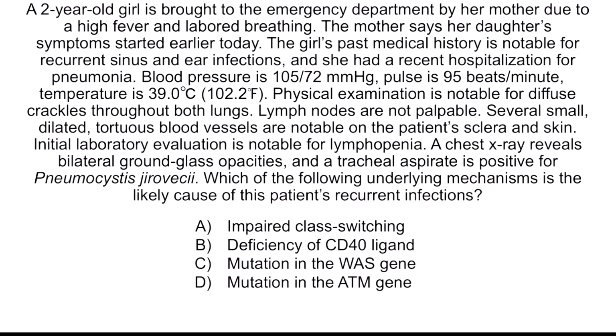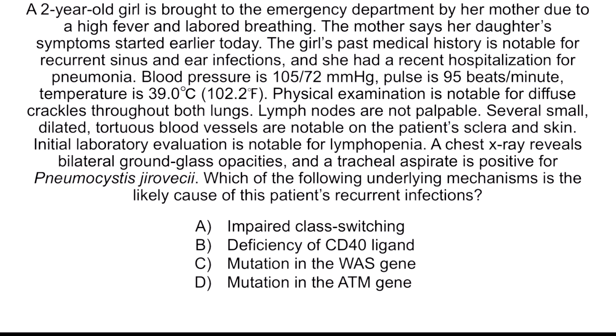A 2-year-old girl is brought to the emergency department by her mother due to a high fever and labored breathing. Her mother says her daughter's symptoms started earlier today. The girl's past medical history is notable for recurrent sinus and ear infections, and she had a recent hospitalization for pneumonia. Blood pressure is 105/72, pulse is 95, temperature is 39 degrees Celsius, and physical exam is notable for diffuse crackles throughout both lungs. Lymph nodes are not palpable. Several small dilated tortuous blood vessels are notable on the patient's sclera and skin. Initial lab evaluation is notable for lymphopenia. A chest x-ray reveals bilateral ground glass opacities, and a tracheal aspirate is positive for pneumocystis jirovecii.